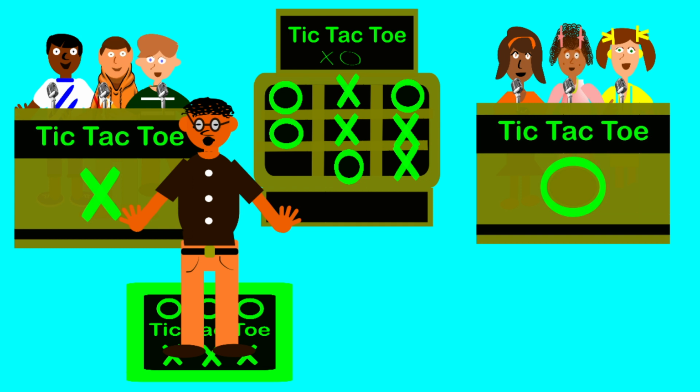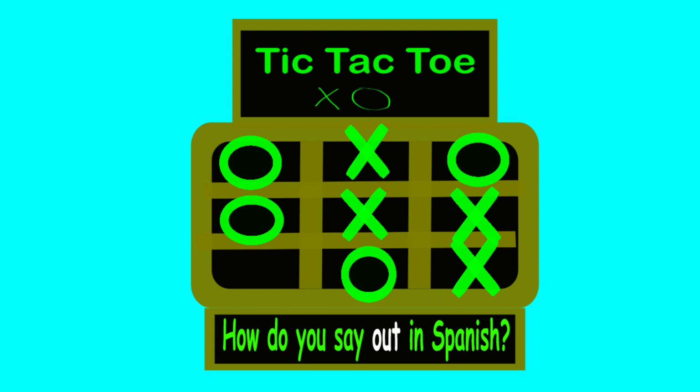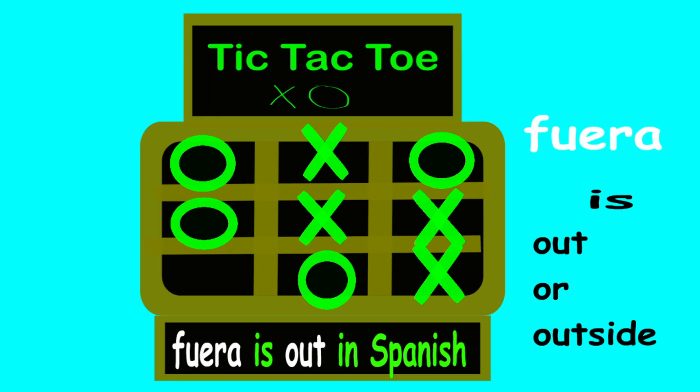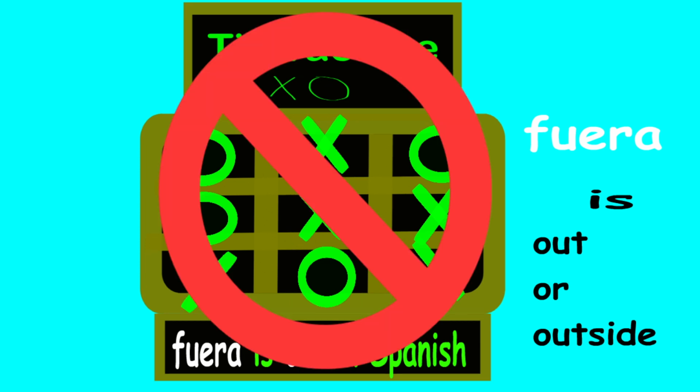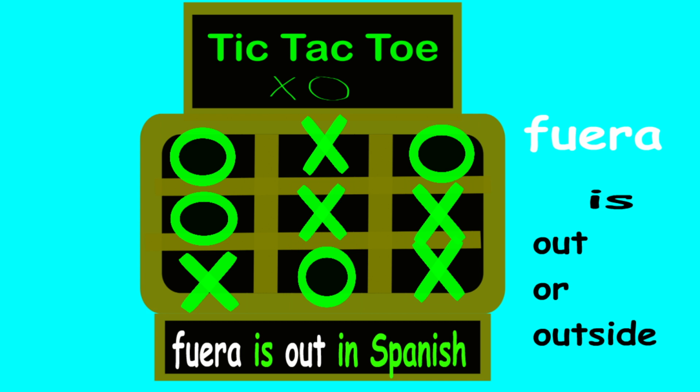The tic-tac-toe board is almost gridlocked, but if the boys answer this next question wrong, the girls could win the game. Boys, are you ready? Here's the last question of the game. How do you say out in Spanish? Oh yeah, we got this. Fuera is out in Spanish, and it also means outside. Put our X on the bottom left square. Yeah! Okay, boys and girls, that ends the game, and we are tied.